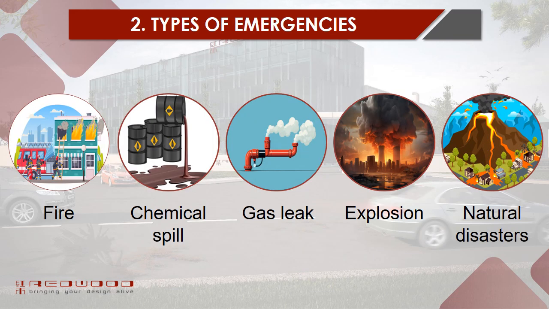Types of emergencies. Among the emergencies that may occur in the workplace are 1. Fire. 2. Chemical spills. 3. Gas leaks. 4. Explosions. 5. Natural disasters such as floods or earthquakes. All of these situations can threaten employee safety and require immediate emergency evacuation.